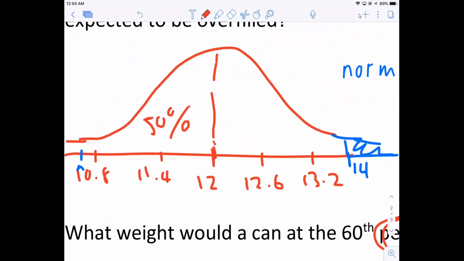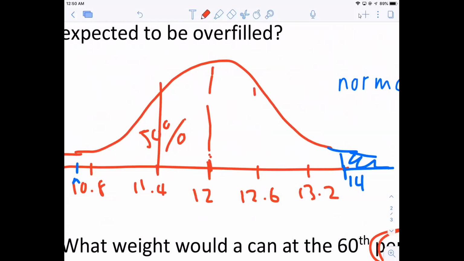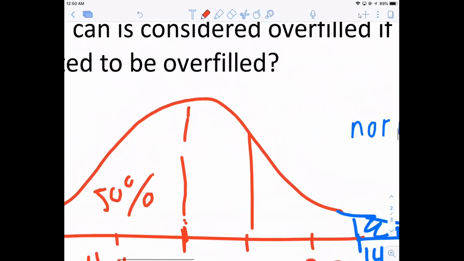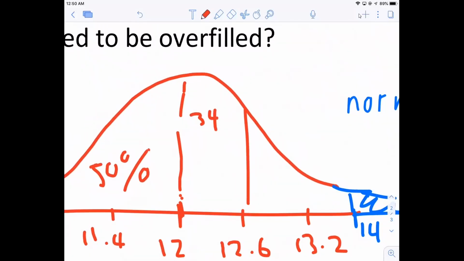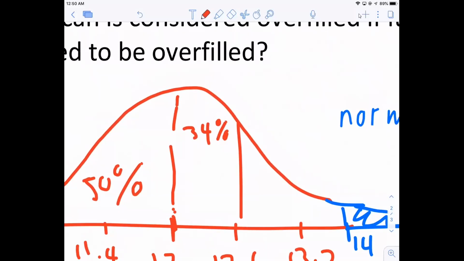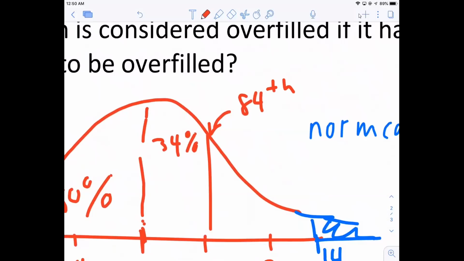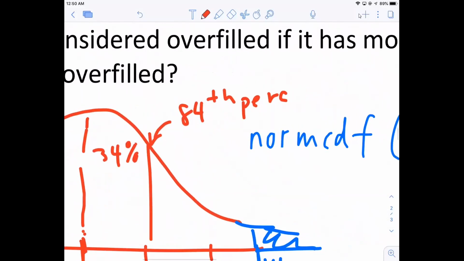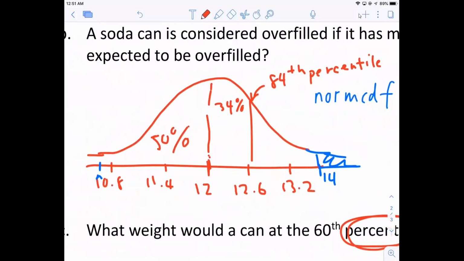I know within 1 standard deviation of the mean, that's 68%, right? So here is going to be 34%, right? So this piece right here, that is the 84th percentile. 1 standard deviation above the mean, that's already the 84th percentile. That's actually really high already, right? So I got that, 50% plus 34%.